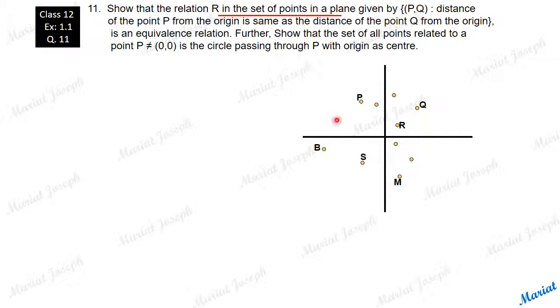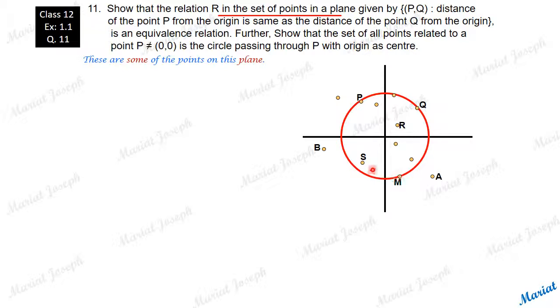That means two points in this plane will be related only if they both have same distance from the origin. Obviously, the points lying on a circle will be at same distance from the origin. As we can see here, this point P and this point Q both lie on the circle. Their distance from the origin are equal. So this P and Q will be related.